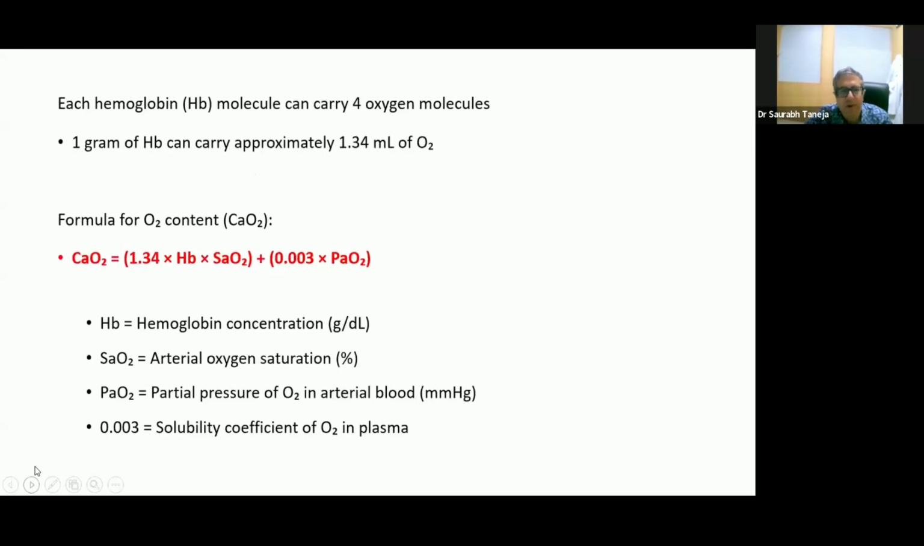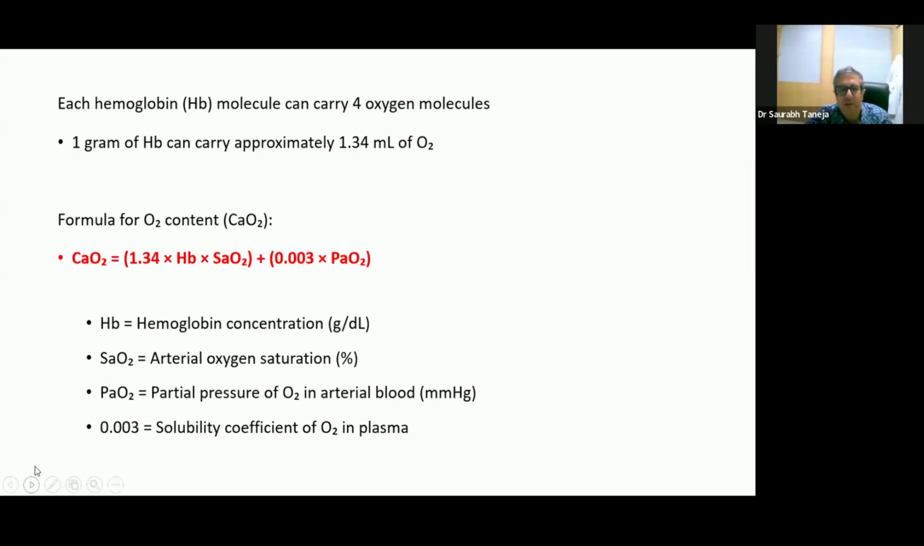So when we talk about hypoxia, we should know how oxygen is carried in the blood. We all know there is hemoglobin, which binds to oxygen. Each molecule of hemoglobin can carry 4 oxygen molecules, and 1 gram of hemoglobin can carry approximately 1.34 milliliters of oxygen. When we talk about the content of oxygen in the blood, content is the total oxygen that is carried in the blood.